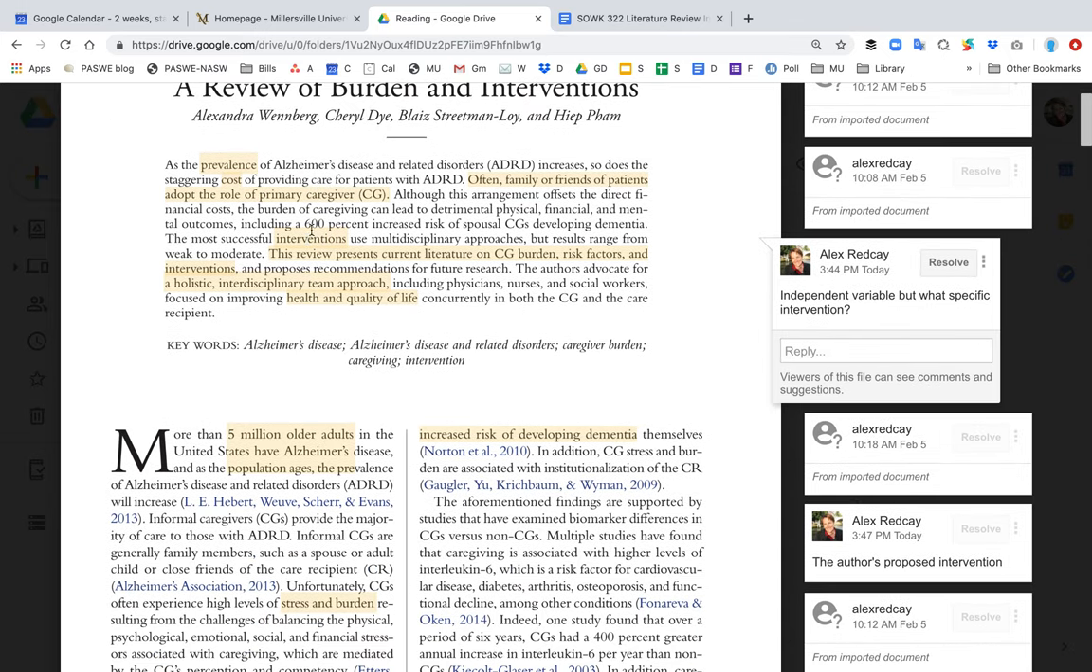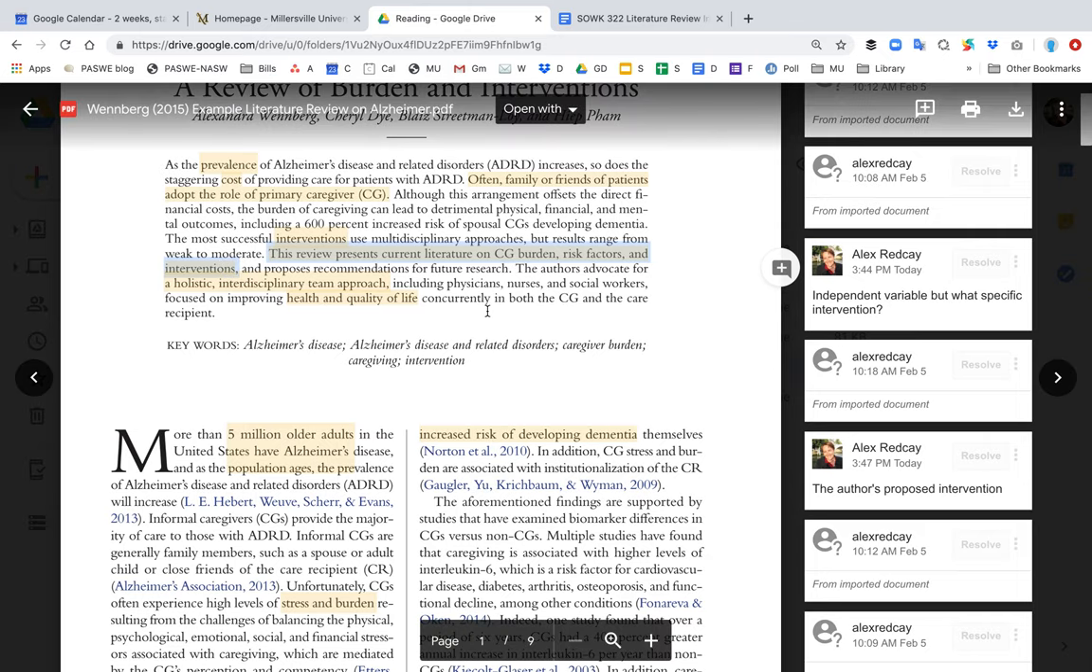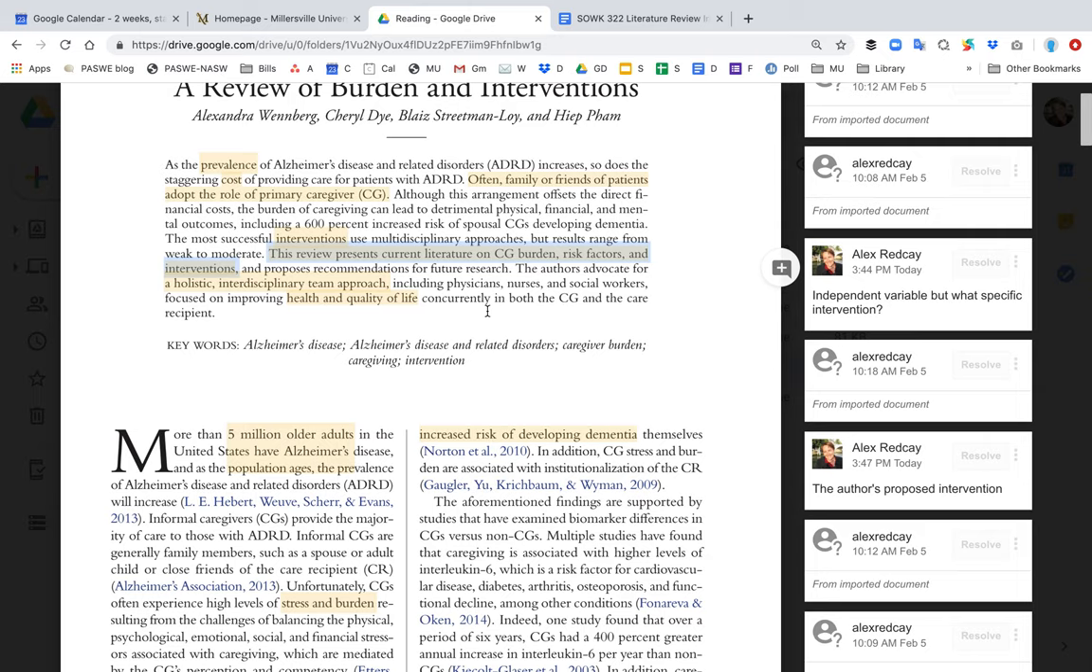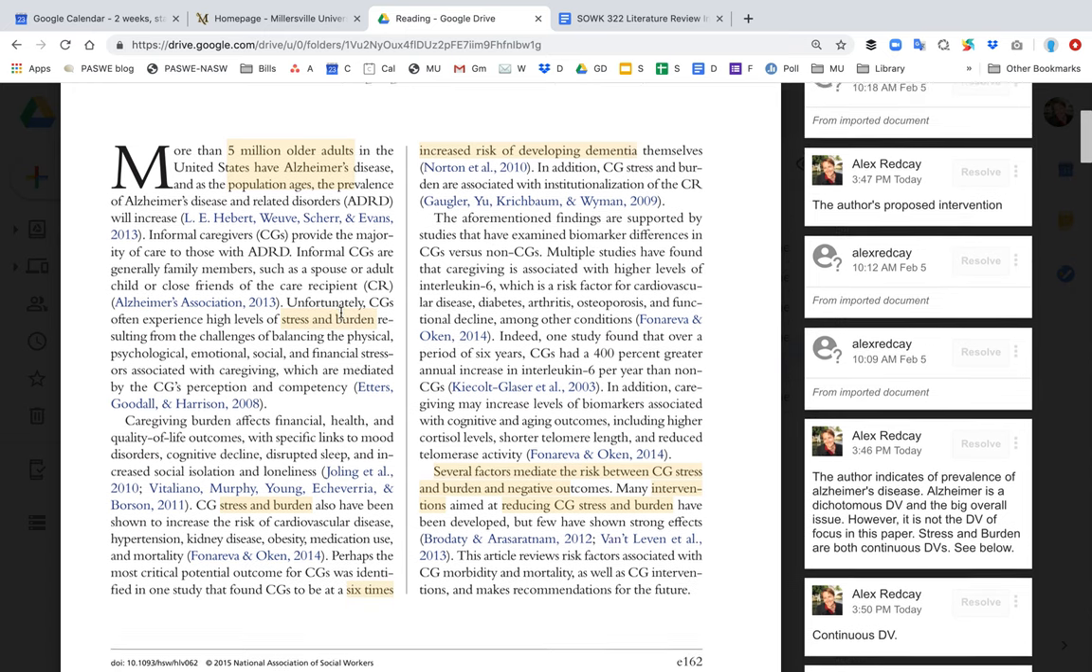The next thing I note here is that it talks about interventions. Really, they're going to suggest interventions to treat this issue. There's also a sentence here in the abstract that tells you what they're going to write about. They say this review, this literature review, presents the literature on caregiver burden and risk factors, and it's going to propose an intervention. And then it tells you what the intervention is. The authors advocate for a holistic interdisciplinary team approach, and the goal is to improve health and the quality of care. Now, it didn't really explain what they meant by health and quality of life, but we'll get into that more. So now we've finished reading the abstract.